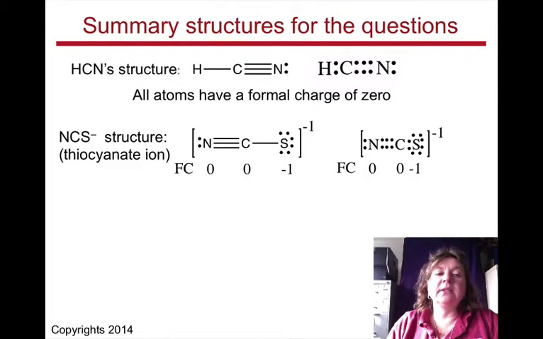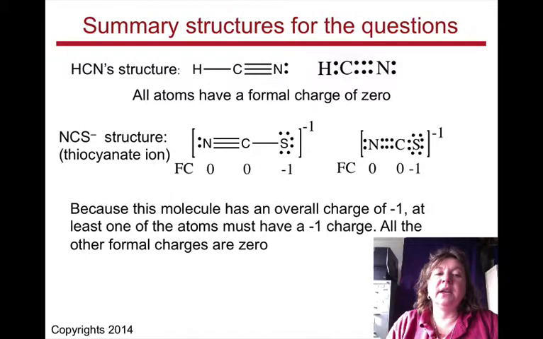For NCS-, that's the thiocyanate ion, the best one was with carbon in the middle with a triple bond to nitrogen and a single bond to sulfur, sulfur having the -1. And that gave the best structure, because the NCS- has an overall charge of -1, so at least one of the atoms must have a -1 charge. All the other formal charges are 0.